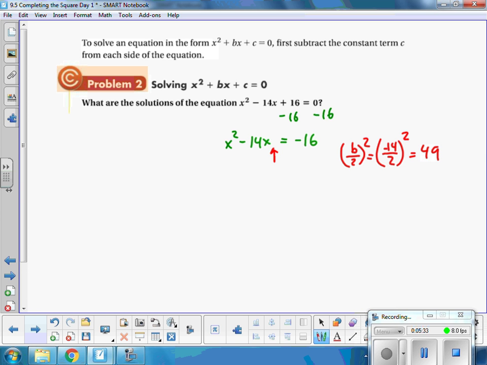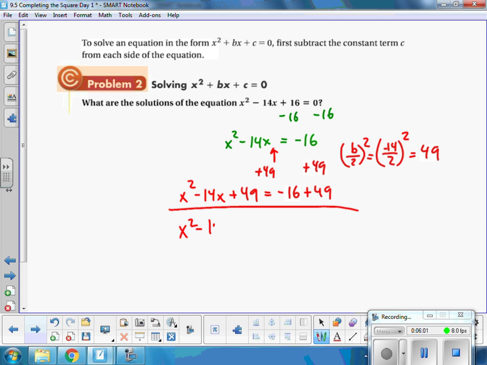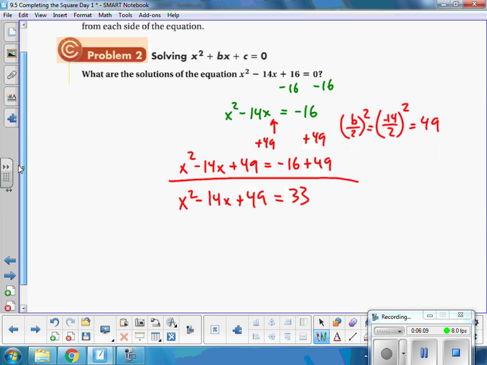And then what I do with that 49 is I'm finding out what I need to add to both sides. So I'm going to add 49 to my left side to give me my c term, but to keep the equation equivalent, I need to add it to both sides. So now my equation turns into this: x squared minus 14x plus 49 equals negative 16 plus 49. I can simplify that, combine like terms, and negative 16 plus 49 gets me to 33.